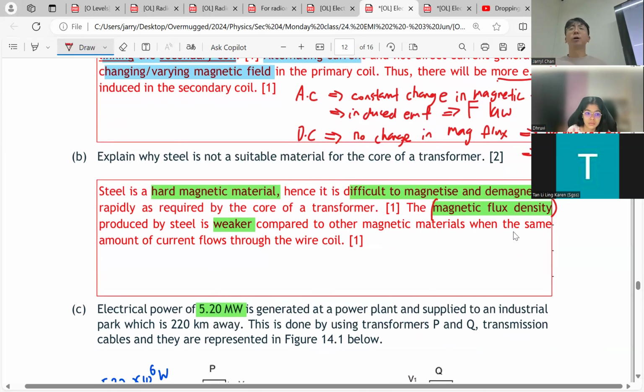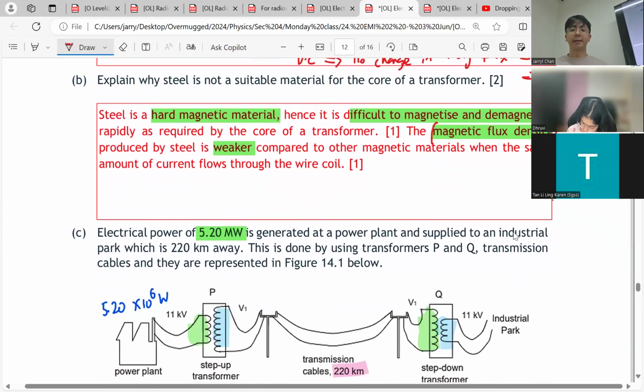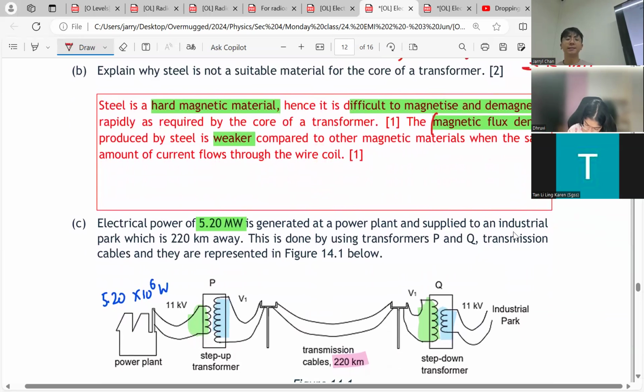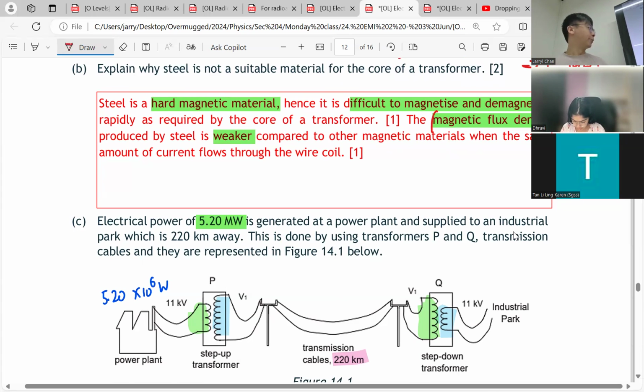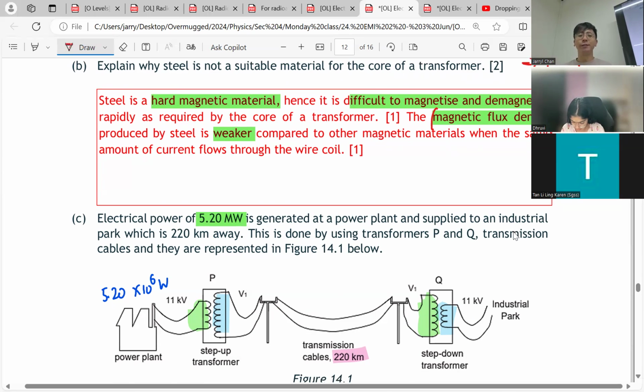Okay, for part C, electrical power, why did I put it in green once again? Because I want to see primary and secondary very clearly. Electrical power generated at the power plant was 5.20 megawatts. Immediately, whenever a prefix like mega or giga comes up, I try to change it to SI units, so I don't keep forgetting. Put down here 5.2 times 10 to the power of 6 watts, so that I'm ready to use it.